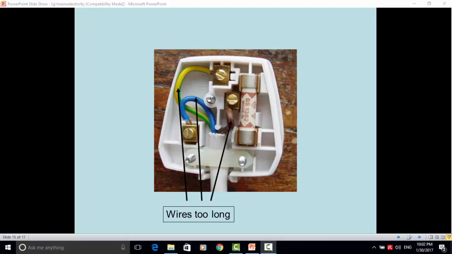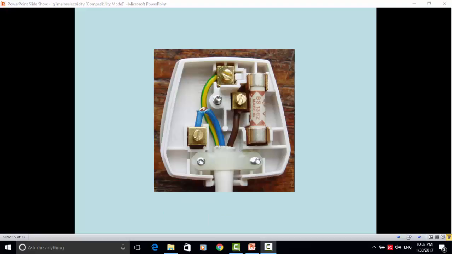In this case, the wires are just too long. This wire here, for instance, could end up being trapped between the base here and the lid, as could this one. In this case, the insulation is damaged at this point. That can't be repaired, you'd have to cut the wire back and start again.